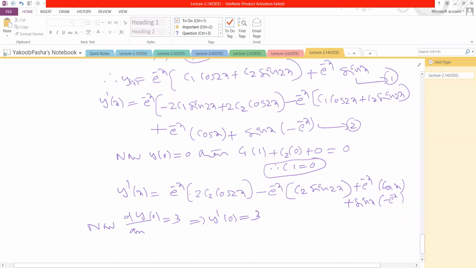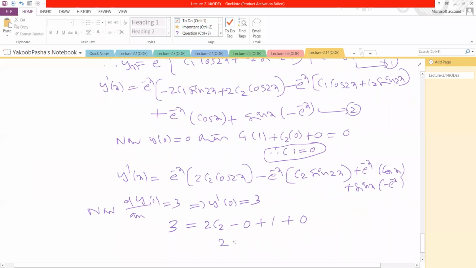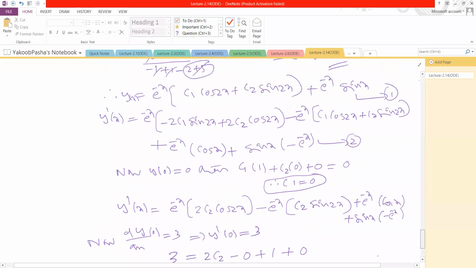Y dash by 3. So we get 3 is equal to this term 2c2 minus this term is 0 plus this term is 1 and this term is 0. So here we have 2 is equal to 2c2, that is c2 is equal to 1. Now c2 is equal to 1 and c1 equal to 0, substitute in equation number 1.